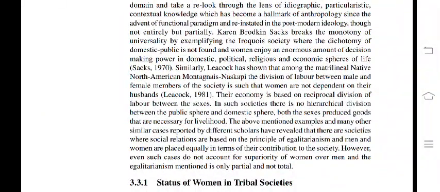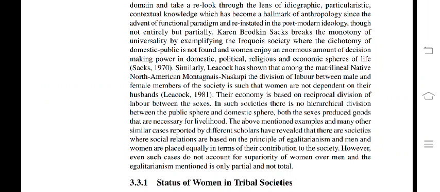Similarly, Leacock has shown that among the matrilineal native North American Montagnais Naskapi, the division of labor between male and female members of society is such that women are not dependent on their husbands. Leacock 1981. Their economy is based on a reciprocal division of labor between the sexes. In such societies, there is no hierarchical division between the public sphere and the domestic sphere. Both the sexes produce goods that are necessary for livelihood.